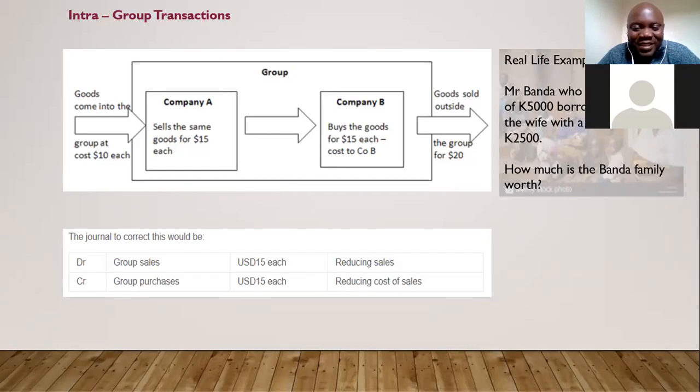I still ask the same question here. It says, Mr. Banda, who has a net worth of 5,000 kwacha, borrows 50 kwacha from the wife with a net worth of 2,500 kwacha. How much is the Banda family worth? We know that the amount is not going to change. It shall remain 7,500. Isn't it, Victor Luke? Yes, that's it.